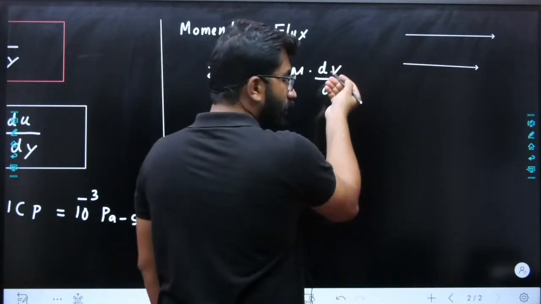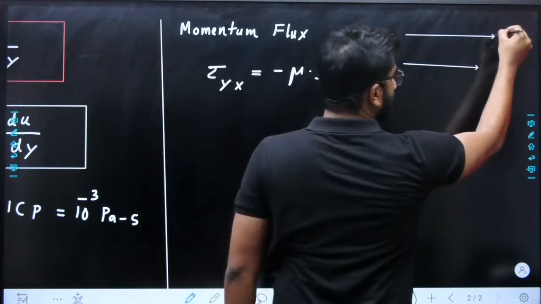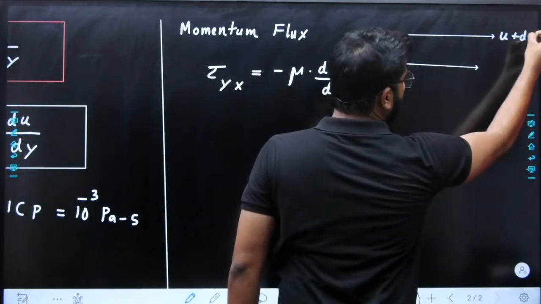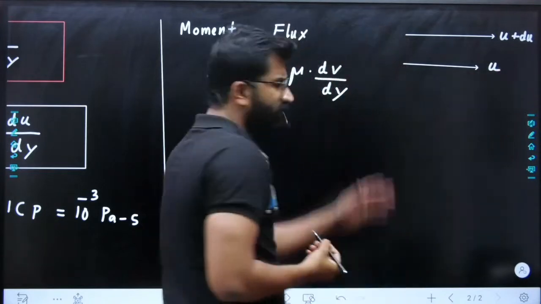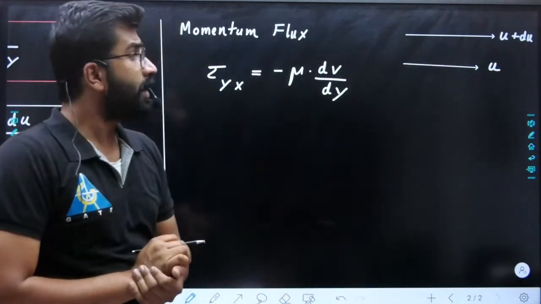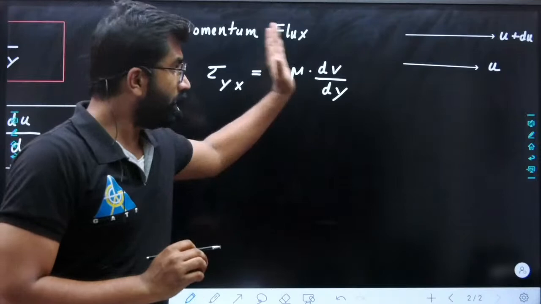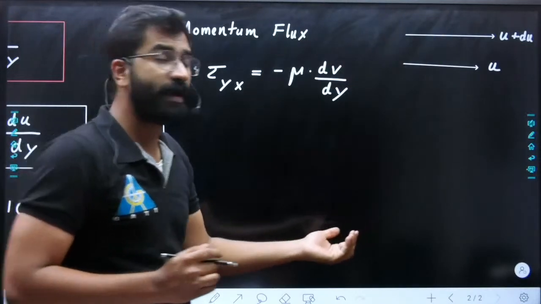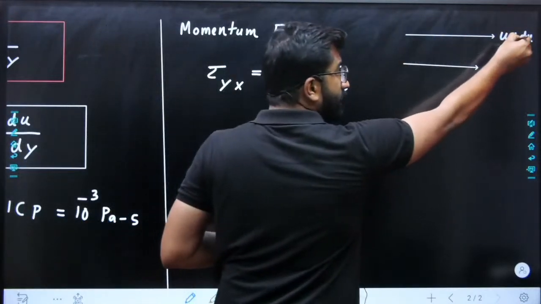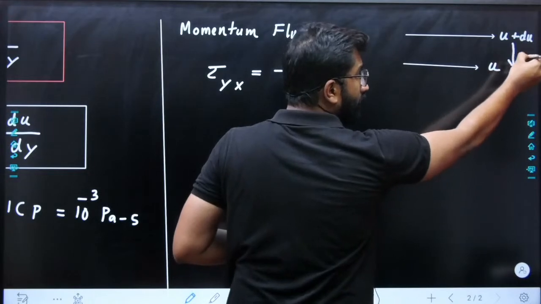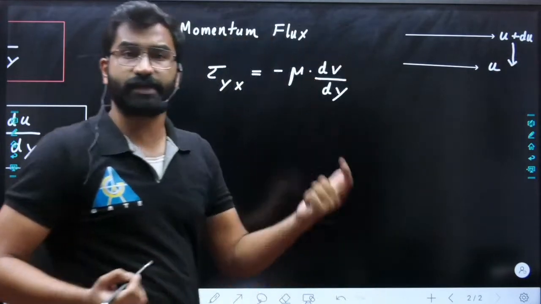Okay, so if you want to keep it as u, no problem. It is like u plus du, or v plus dv, doesn't matter. Now what is the direction of flow? X direction. What is the direction of momentum? Momentum is transferring from higher velocity to lower velocity. That's why we are using a negative sign.